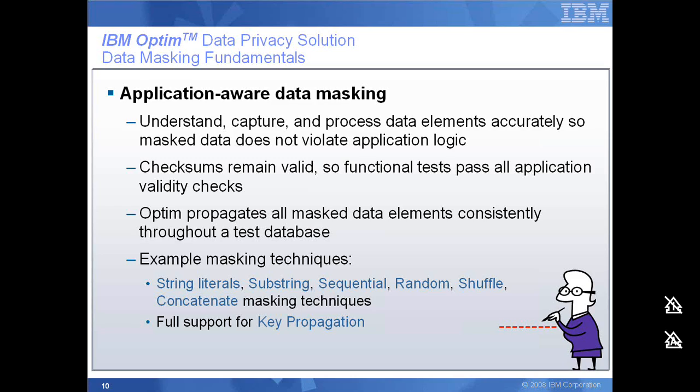Examples of masking techniques include string lib fill, substring, sequential random shuffle, and concatenate masking techniques. Optim also has what we call key propagation. We'll see the meaning of key propagation, its benefits, and the requirements for why we should have key propagation in the next few slides. Optim also has a feature wherein it ensures that masked data is propagated consistently throughout the test database. It's not as if you mask data in one single data table. When I modify a specific column in a table, I should ensure that the related fields, as a result of referential integrity, are propagated through all the remaining elements which are linked to the primary element or the primary table. And it should not just propagate it, but also ensure that it is consistently propagating and masking the data elements.